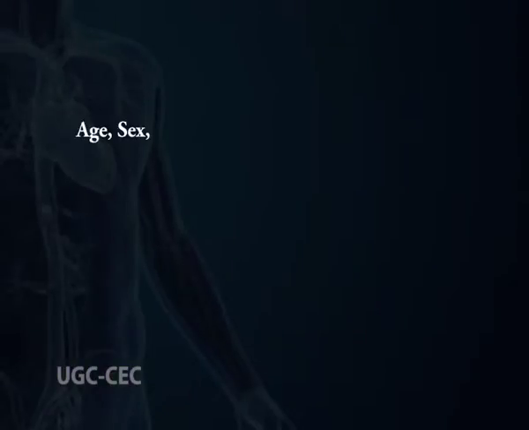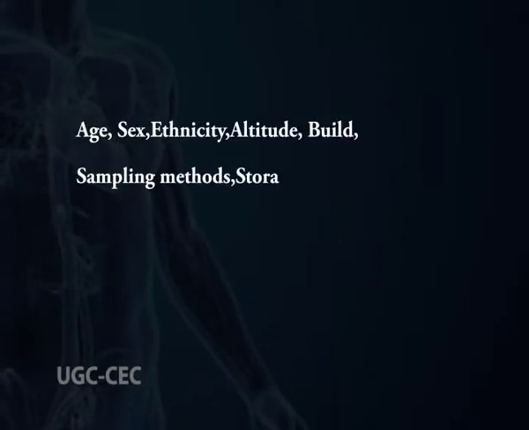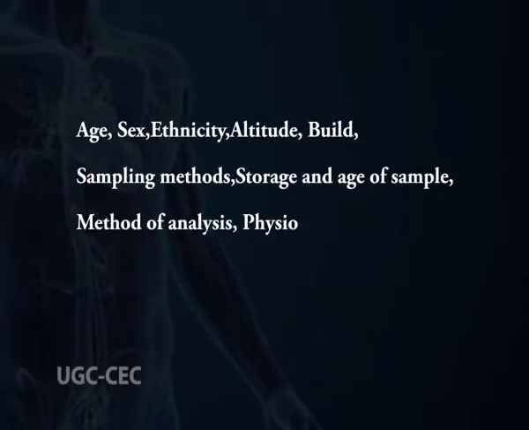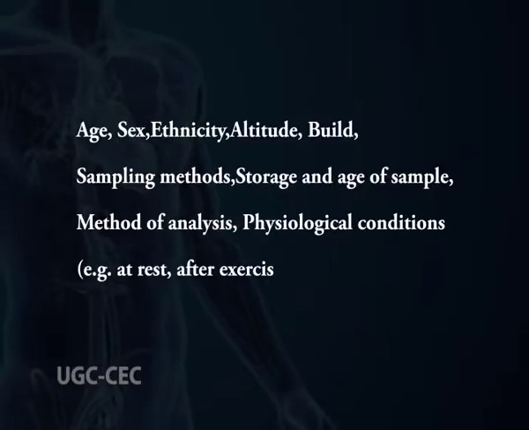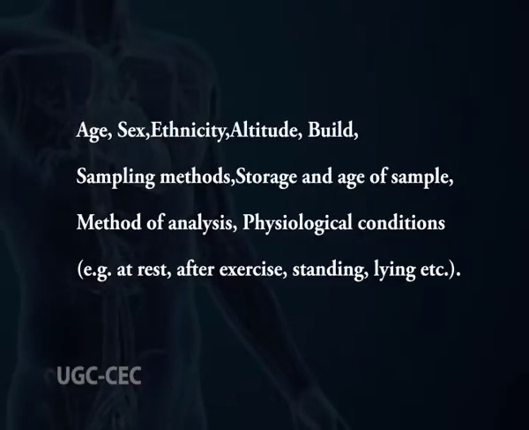This level of high hemoglobin in an adult would be pathological since it is far outside the normal range for the adult population. So, factors affecting measurable variance include age, sex, ethnicity, altitude, build, sampling method, storage and age of sample, method of analysis, physiological conditions such as at rest, after exercise, standing, lying, etc.